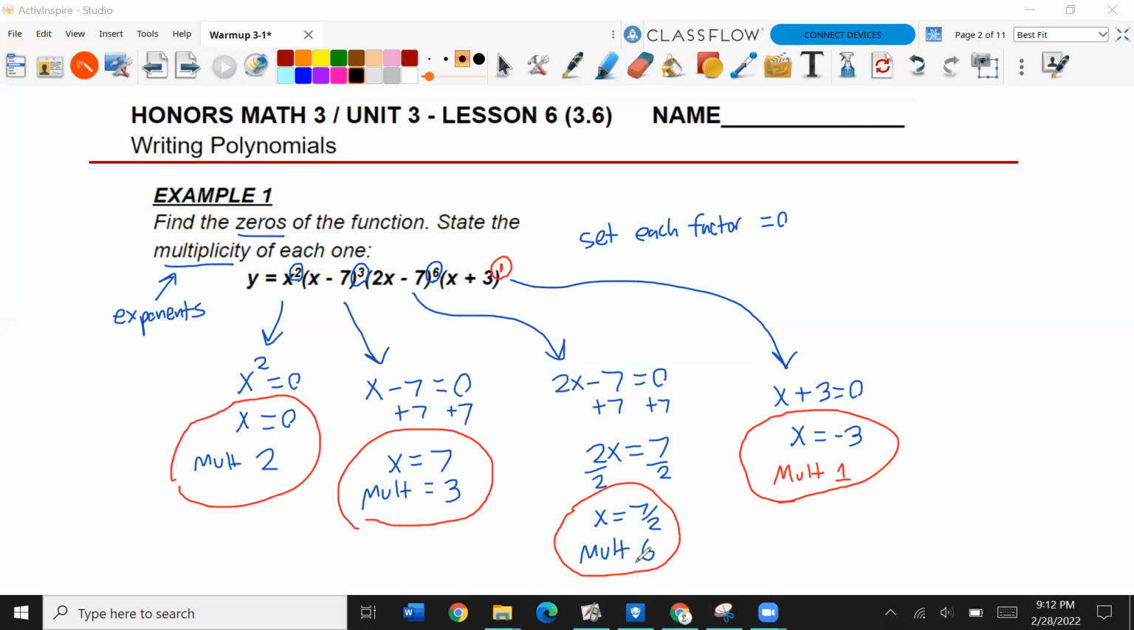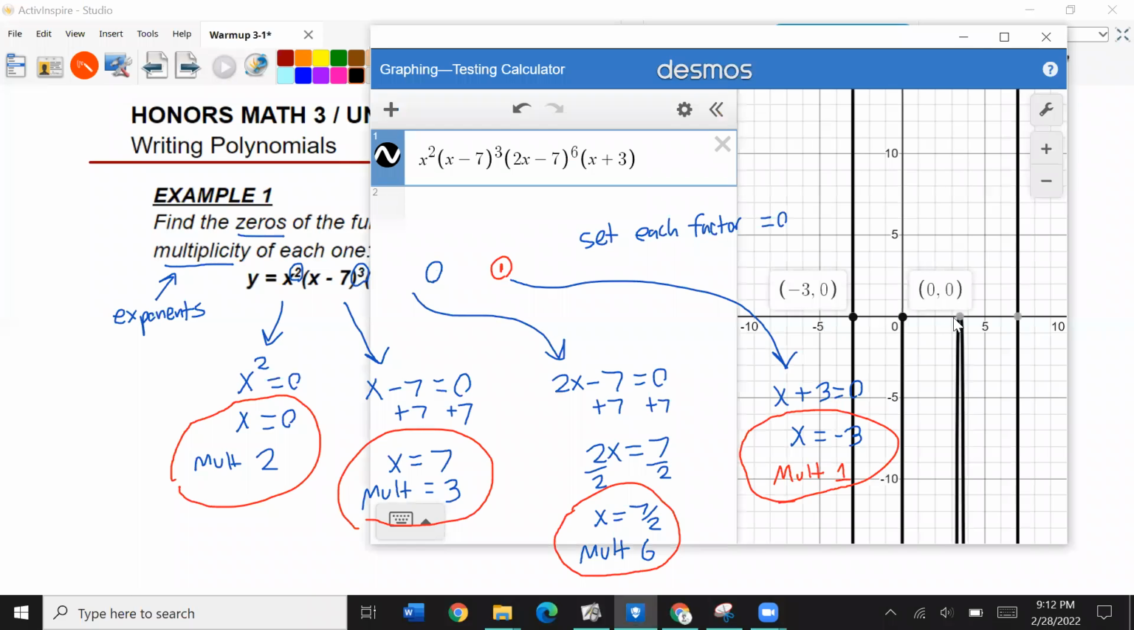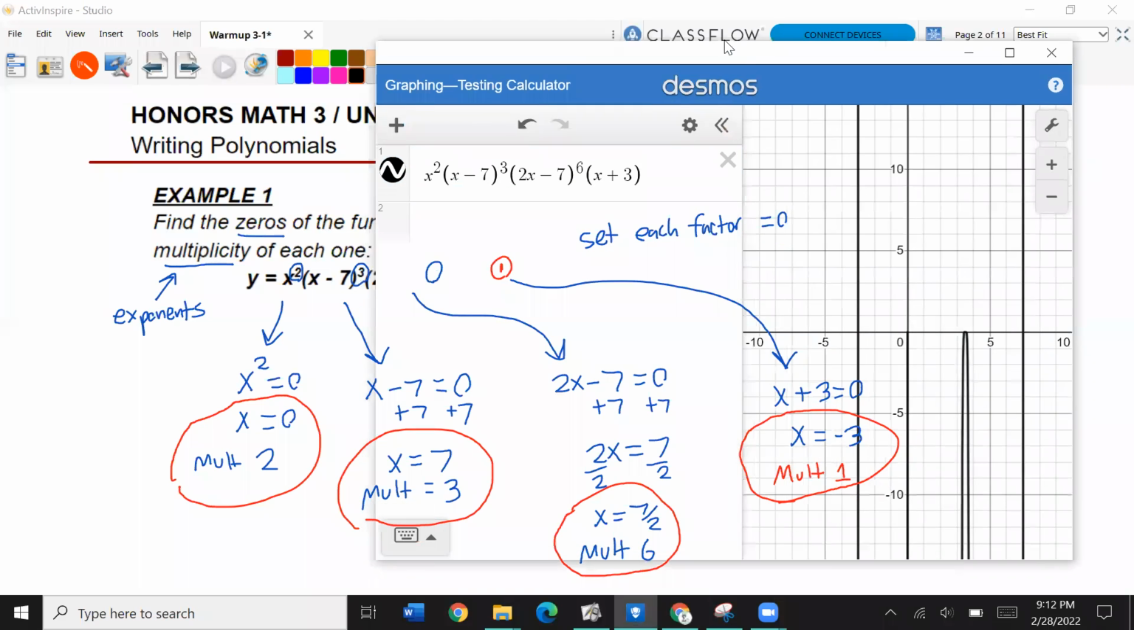One real quick thing, you may be tempted to graph something like this because you've graphed these before. So if you graph this in Desmos, of course, you're going to see those zeros, -3, 0, 3.5, which is 7 divided by 2, and 7. And those are your real zeros. But it's kind of hard to tell the multiplicities from a graph. So you really need to just look at the exponents when it's in factored form to get those. Awesome, guys. So make sure you write that down.